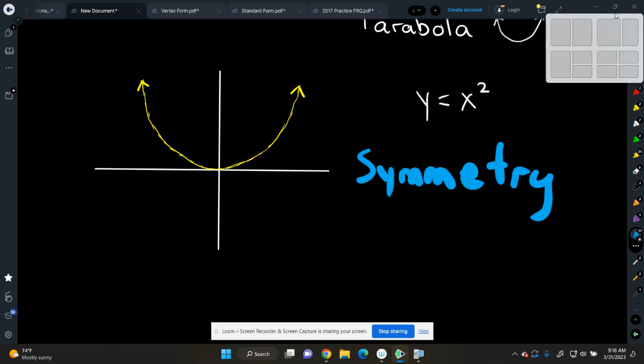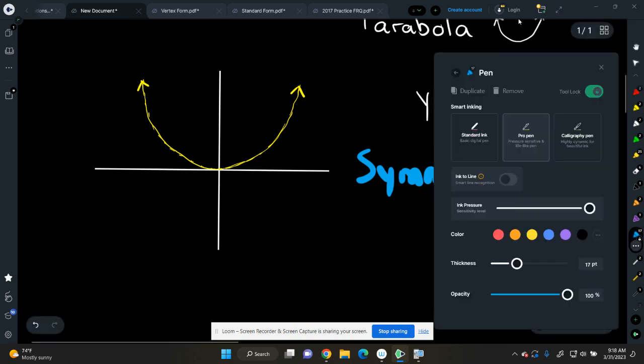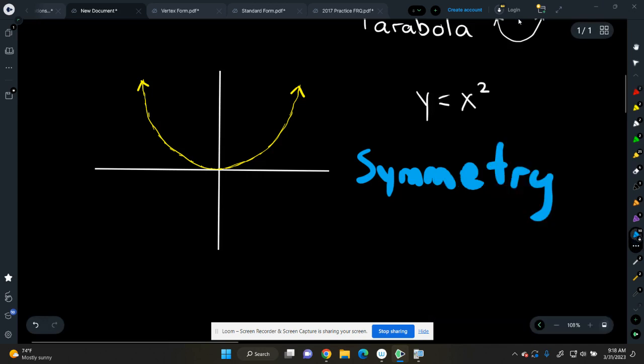We're symmetric. Okay? Can you think of a shape that is symmetric? Square. Anything else? Circles, a rectangle, right? Most of our shapes are symmetric. If you cut them in half, they're the same. So the parabolas are symmetric. They have an axis of symmetry.